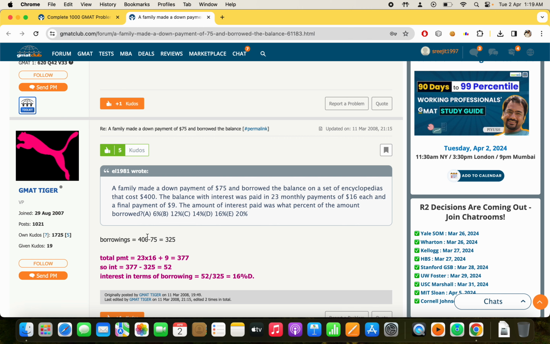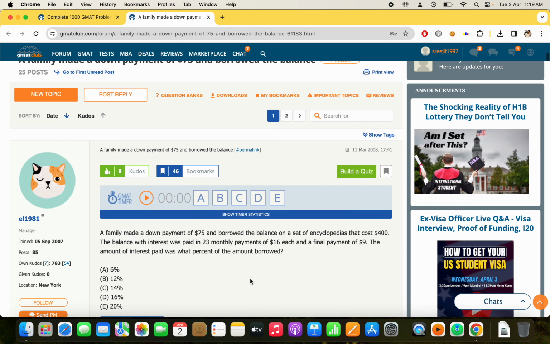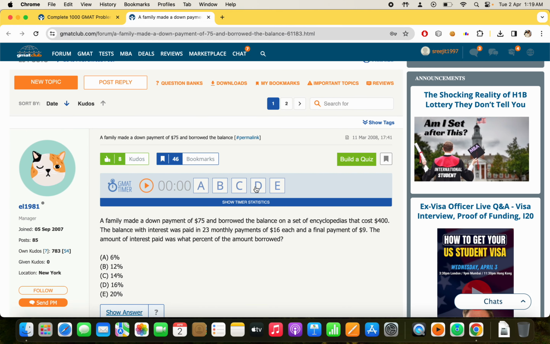This is kind of nice. So 325 is the loan required. Total payment was this 377. So extra is 377 minus 325, which is 52. So what is the percentage of that? That is 16%. So option D is the answer. This is kind of a good question.